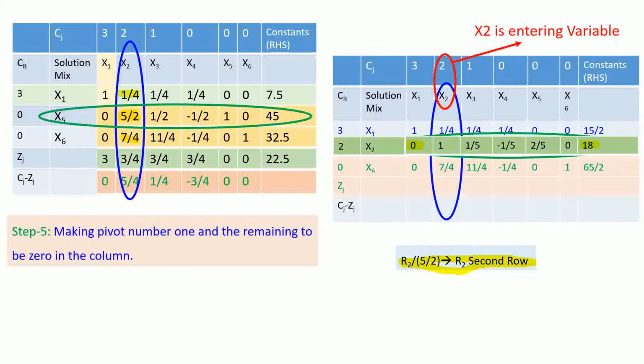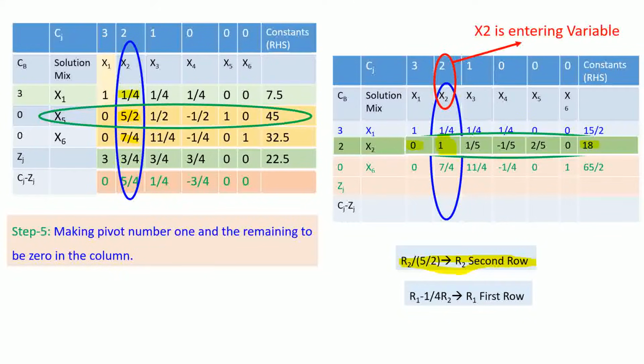No, sorry, we make this value to be 1. Using this matrix operation, we make the pivot value 1. And the next step is to make this value, that is 1/4 and 7/4, which is found in the first and the third row, to be 0. So we have to use another matrix operation to make it 0 in R1, that is 1/4.